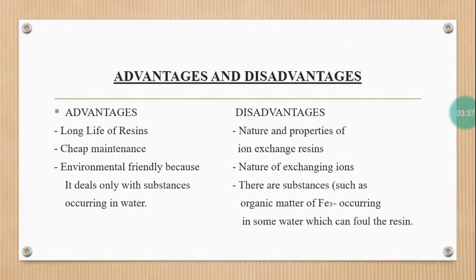Then advantages and disadvantages of ion chromatography. Advantages of ion chromatography: long life of resins, cheap maintenance, and it is environmentally friendly because it deals only with substances occurring in water. Disadvantages of ion chromatography: nature and properties of ion exchange resin, nature of exchanging ions. There are substances such as organic matter or ferric ion occurring in some water which can foul the resin.